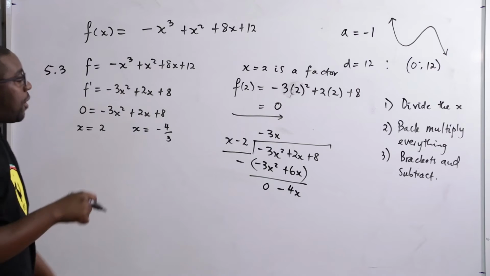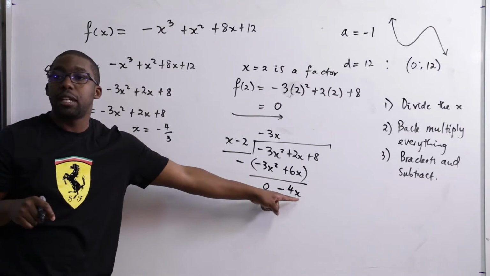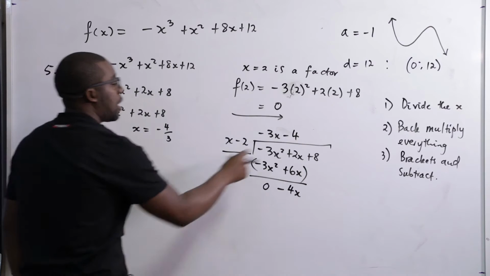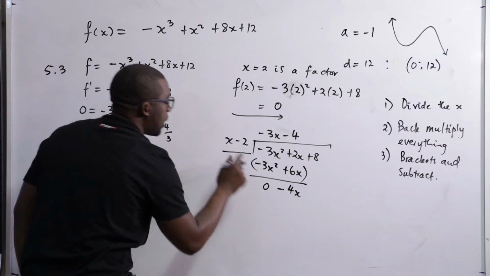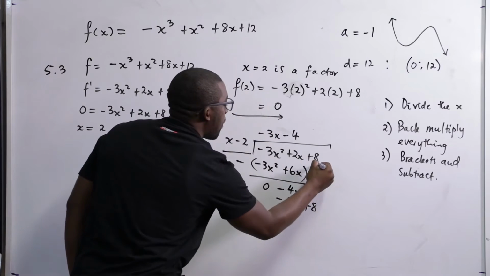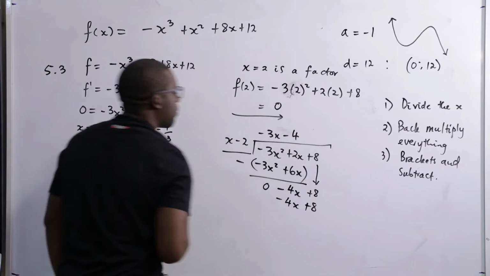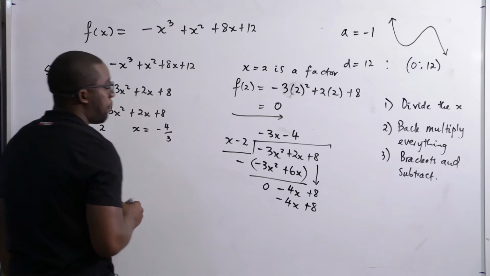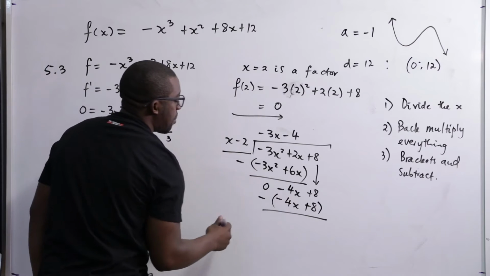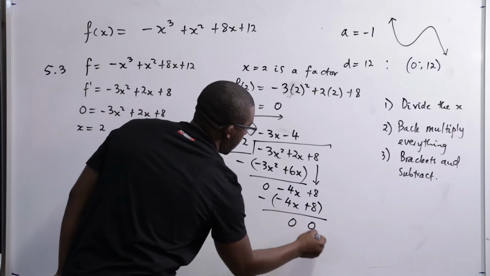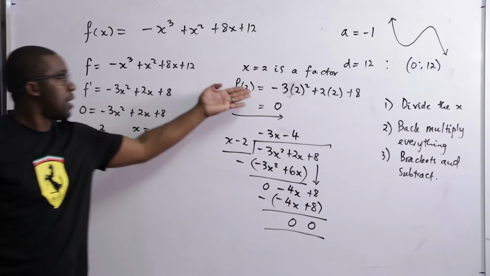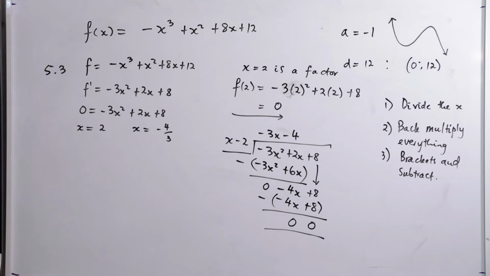Then you go back to step number 1, divide the x. The division is now happening at the bottom there. X into that, you will get minus 4. Then step number 2, back multiply this by that, minus 4x. This multiplied by that is plus 8. Pull down the positive 8. When you pull down the positive 8, step number 3, brackets and subtract. Minus 4x minus minus 4x. 8 minus 8, 0. This is a combination of the factor theorem as well as the remainder theorem. That's how you use that.